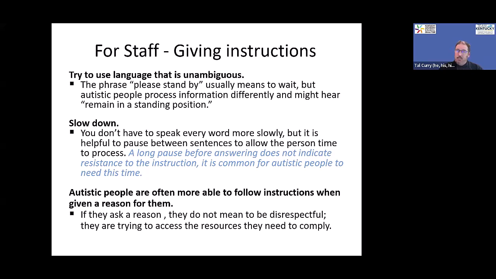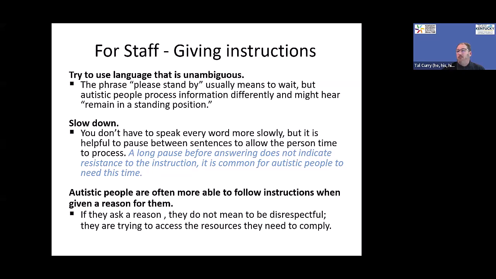Slow down. I'm obviously talking pretty quickly today, and I apologize for that. You don't have to speak every word more slowly, but it is helpful to pause between sentences to allow the person time to process. A long pause before answering does not indicate resistance to instruction; it's common for autistic people to need this time for processing.